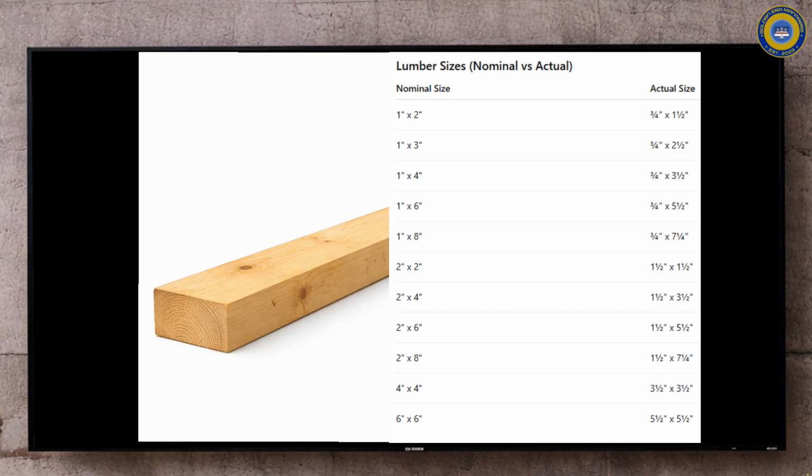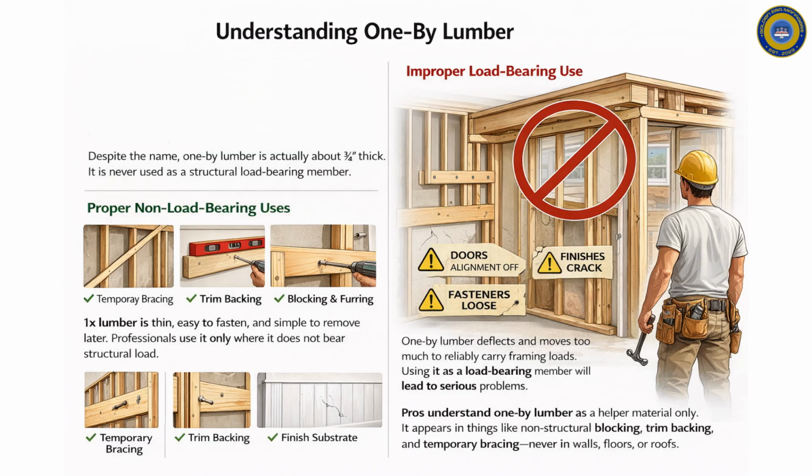Once you understand that lumber sizes are historical labels, not physical truths, the next step is learning how those labeled sizes are actually used in practice. That starts with the smallest category of framing lumber, the 1x system. 1x lumber refers to boards labeled as 1x4, 1x6, 1x8, and so on. Despite the name, the actual thickness of 1x lumber is approximately 3/4 of an inch. That thin profile is the key to understanding where it belongs and where it doesn't.